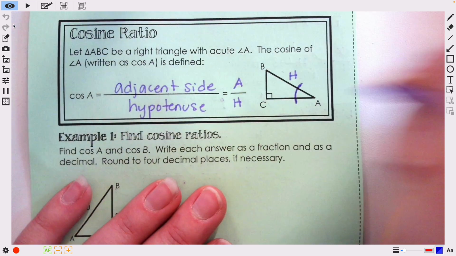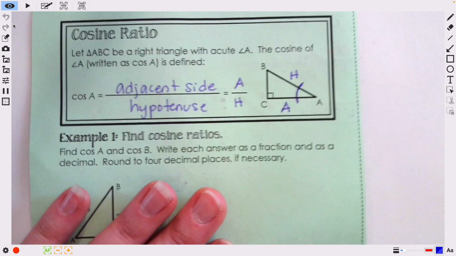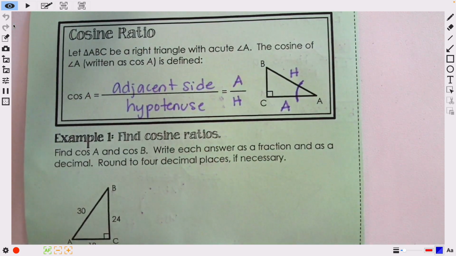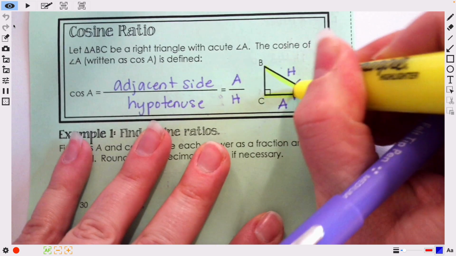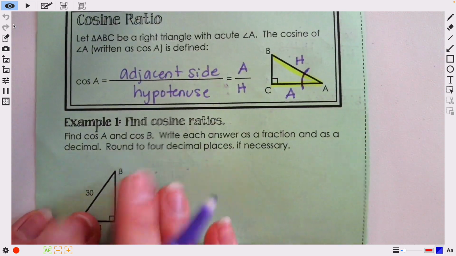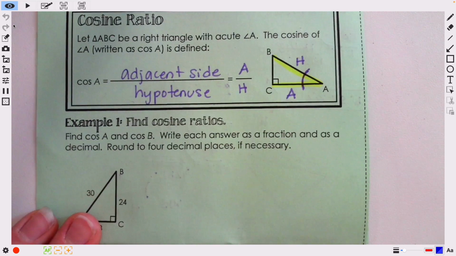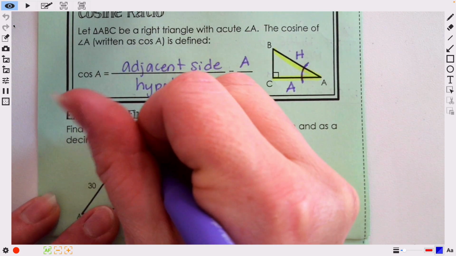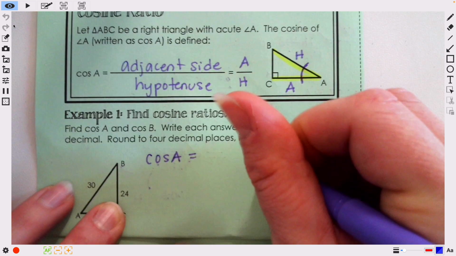So if I'm looking from angle A, the adjacent side would be the one directly next to it. So you have to be able to look at a picture and know if they're giving you the opposite side or the adjacent side. Opposite means not touching, adjacent side means right next to and touching it. Okay, so I don't want to spend a ton of time on this kind of problem because we're going to do more of this next after spring break. But let's just practice finding those ratios really quick.